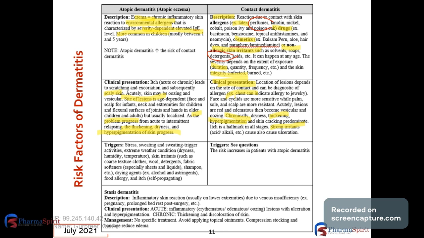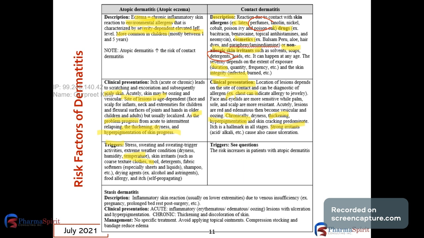What triggers them? So in terms of triggers in atopic dermatitis or eczema: stress, sweating, and the sweating triggering activity like exercise or something like that. Extreme weather conditions such as dry weather, high humidity, temperature, cold or hot, and here both of them can trigger eczema. So that's why we say extreme temperature, too cold or too hot, both of them can trigger it.